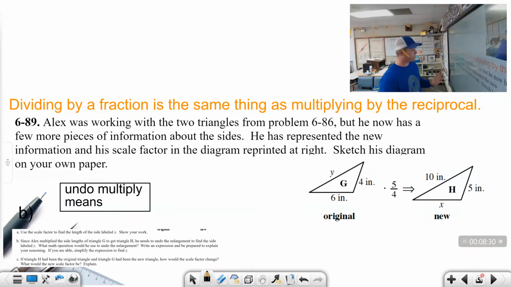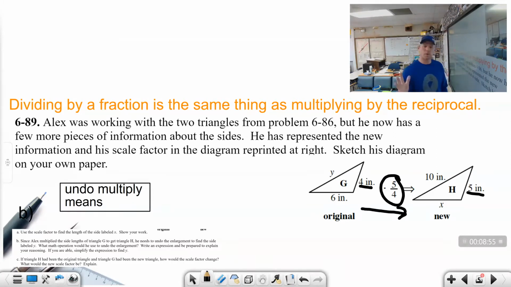Notice that this is the problem that we had previously. Now notice that we discovered the scale factor 5 over 4. We discovered that scale factor because we have 4 times the scale factor, 5 over 4, and we got the side length of 5. But what do I do? I'm continuing to go in this direction. So what I need to be able to do is use the scale factor to find the missing length, x. Just so you know, this is on Thursday's test.